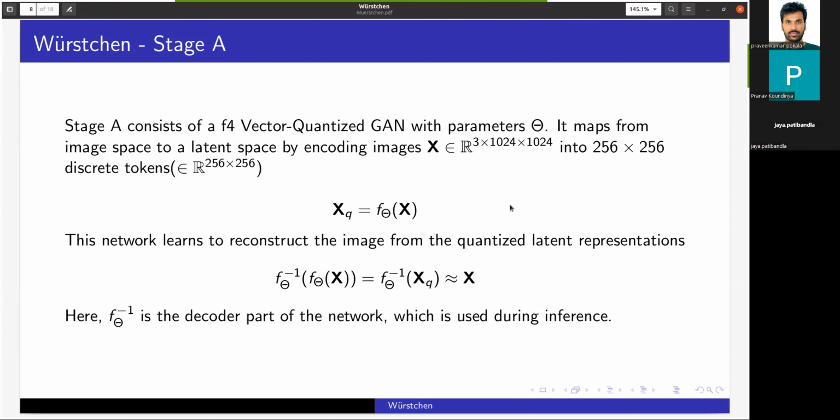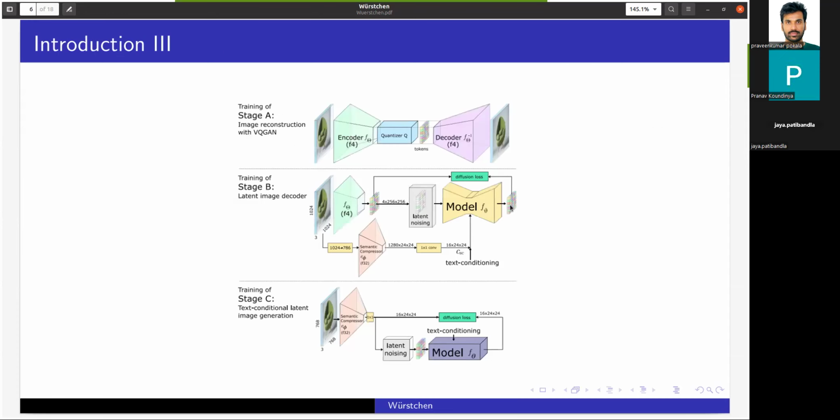So in a way, the stage C diffusion model is kind of performing the role of the semantic compressor during the inference, right? So that's correct, sir. That is why stage C is getting trained.